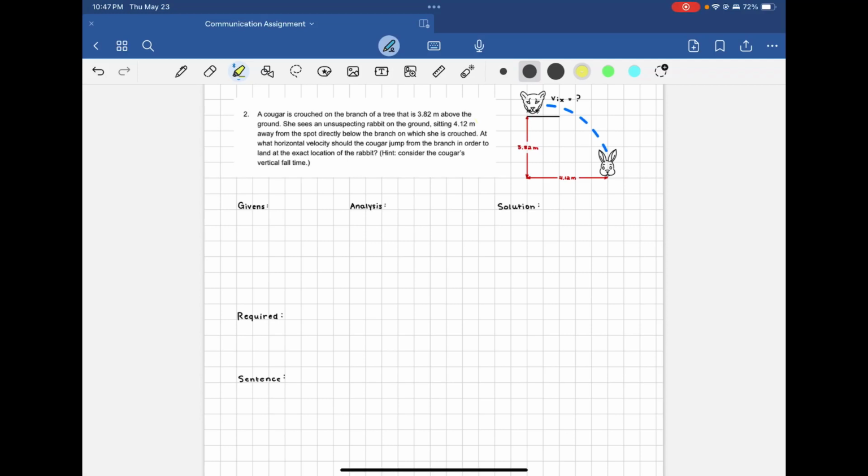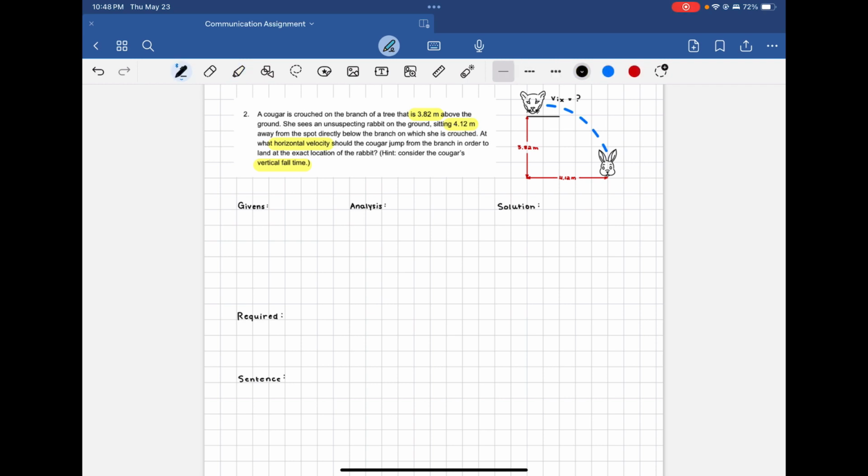So this is question number 2 from page 37 of the Kinematics workbook. Question says, a cougar is crouched on the branch of a tree that is 3.82 meters above the ground. She sees an unsuspecting rabbit on the ground sitting 4.12 meters away from the spot directly below the branch on which she's crouched. So it's asking us at what horizontal velocity should the cougar jump from the branch in order to land at the exact location of the rabbit. And we're also given a hint to consider the cougar's vertical fall time.